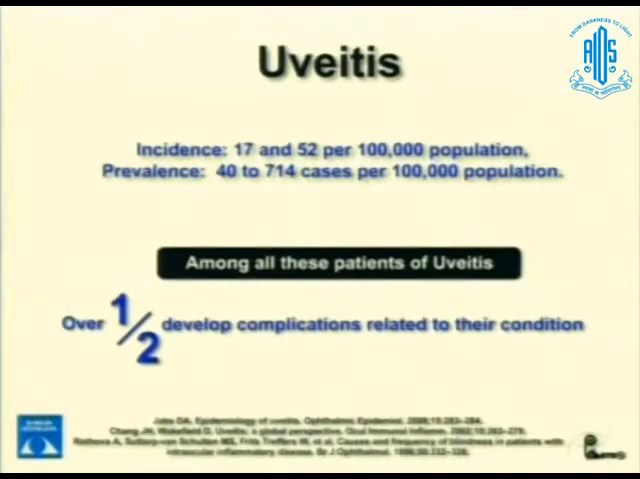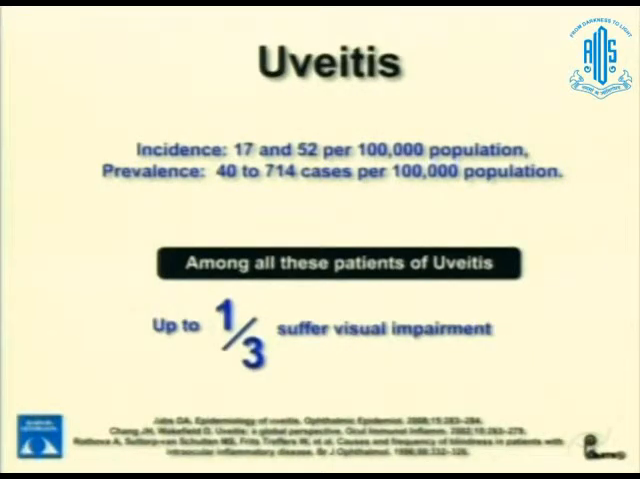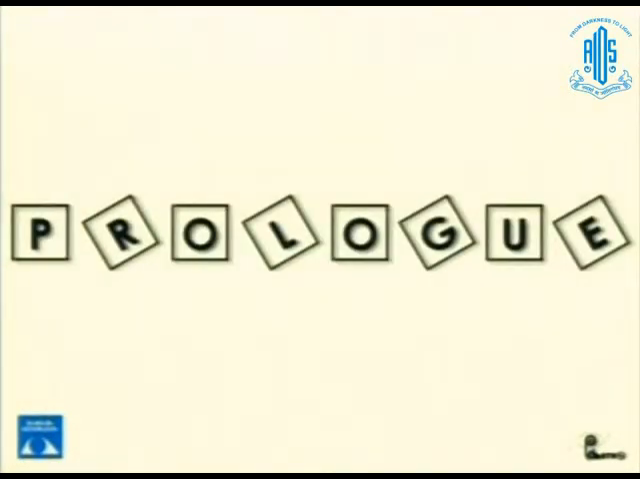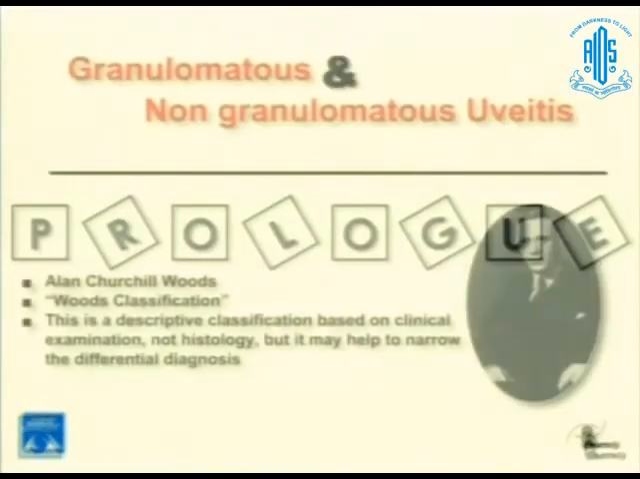Among them, over half of these people developed some amount of complication related to this condition. Up to 1/3 suffer visual impairment, and it can cause 1/4 of total blindness in developing countries. So we'll be discussing the various classifications used in uveitis.